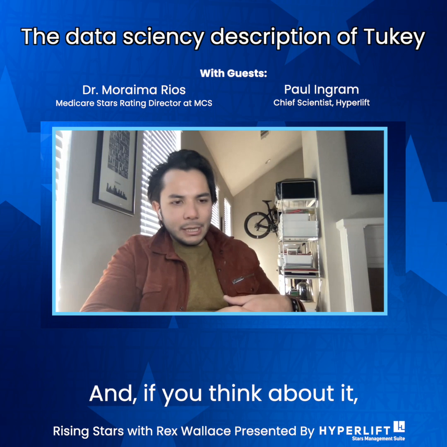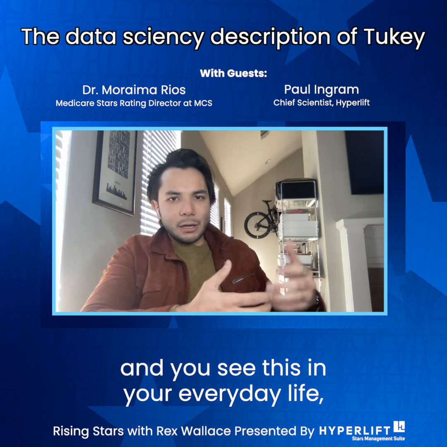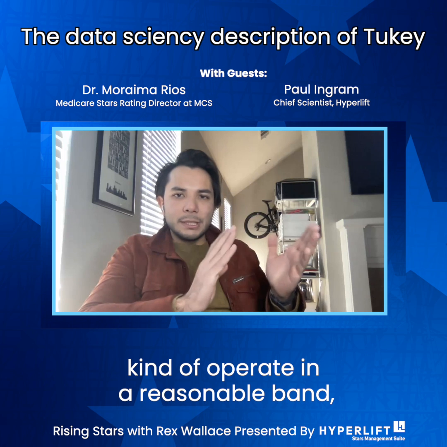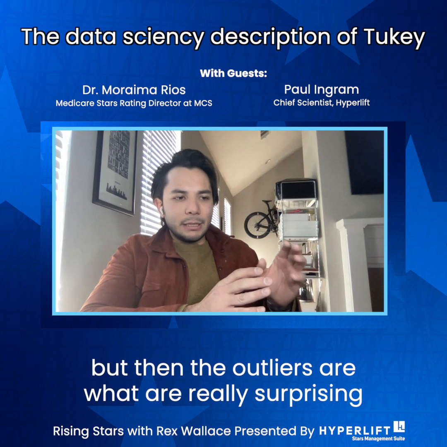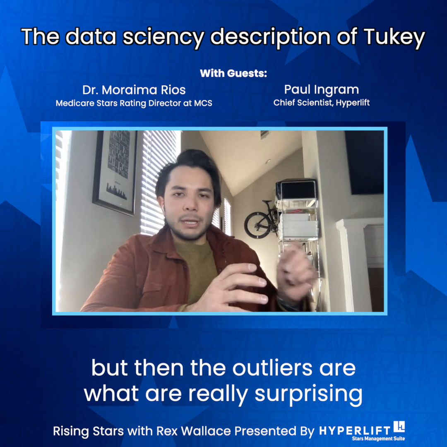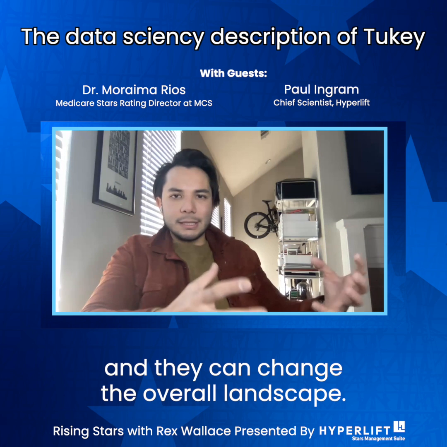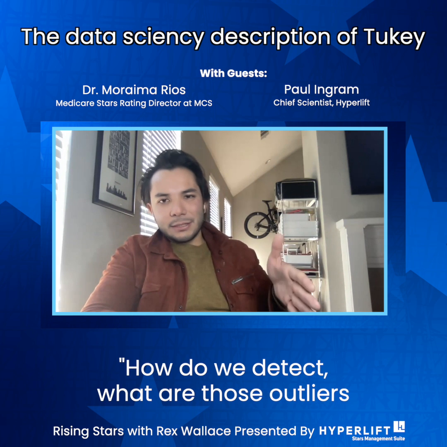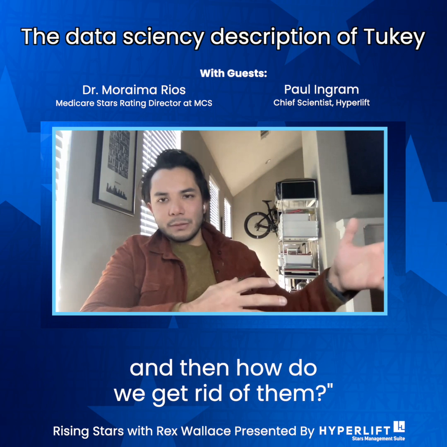And if you think about it, and you see this in your everyday life, common events that are well within the norm kind of operate in a reasonable band. But then the outliers are what are really surprising, and they can change the overall landscape. And so Tukey as a methodology is answering the question, how do we detect what are those outliers, and then how do we get rid of them?